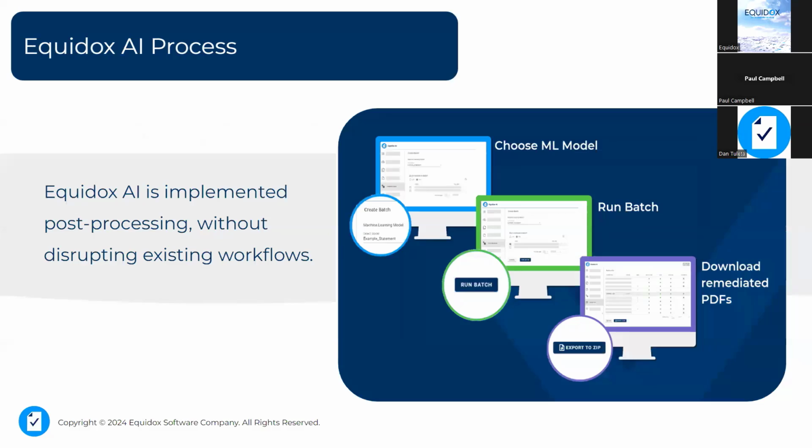Just one more thing to note, Equidox AI is tagging the PDFs at what we call the post-processing stage, and you'll see this during the demonstration. What I mean by that is these PDFs have already been created, and we are applying the accessibility as a final step before they are publicly distributed.